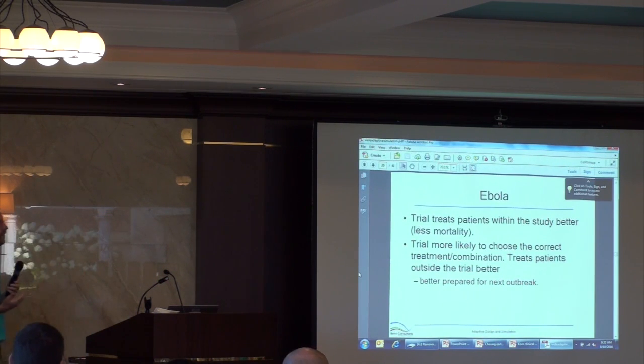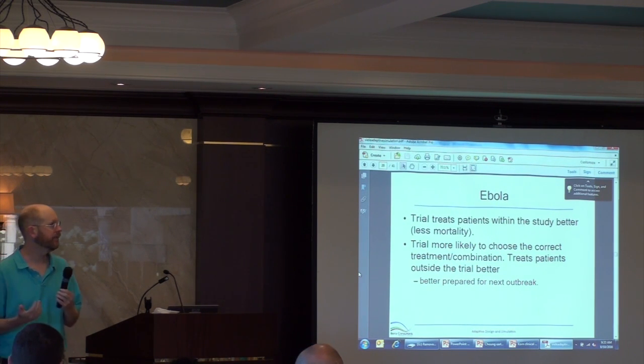All right, so the morals of this: the trial treats the patients in the study better.